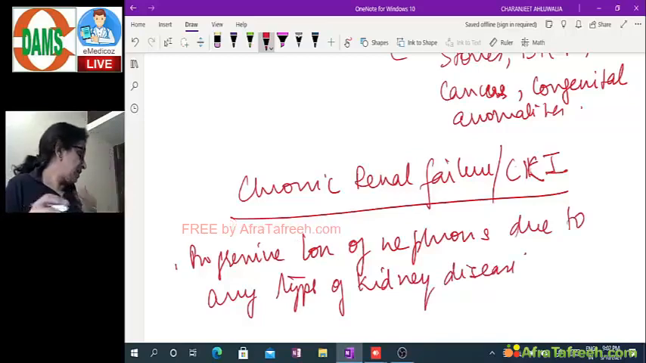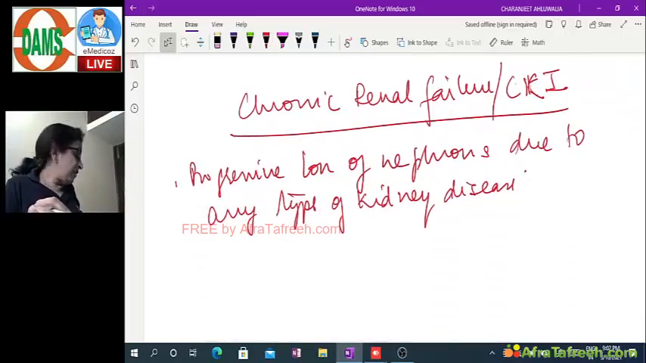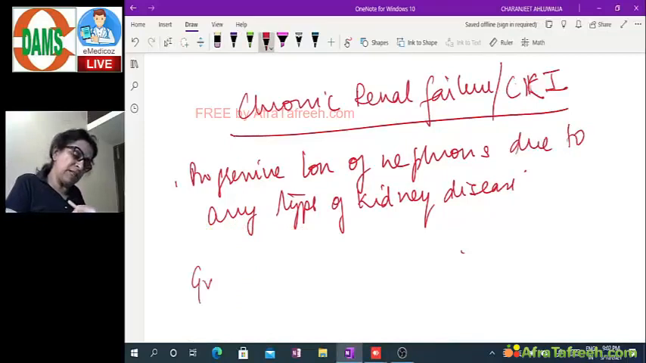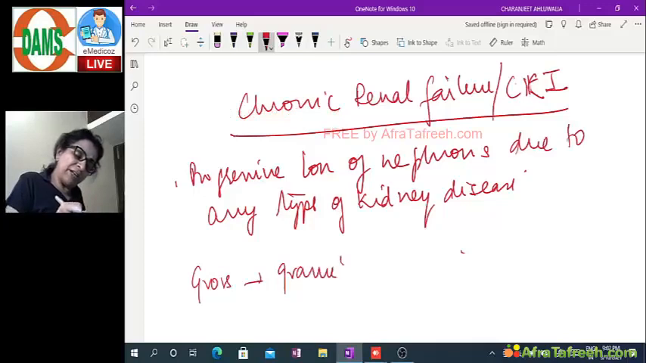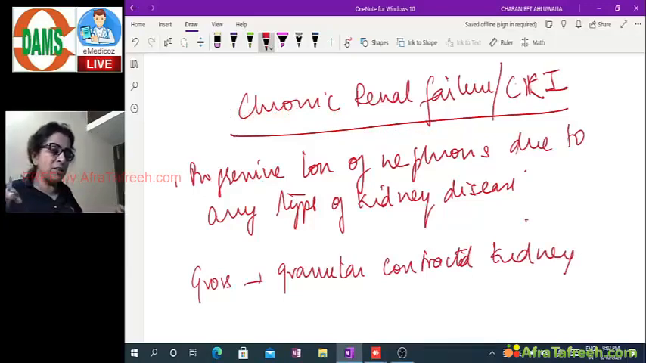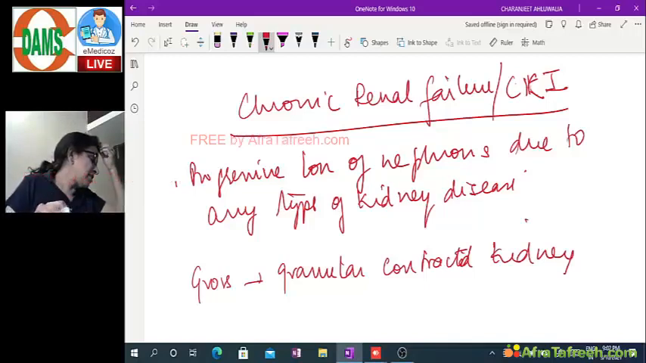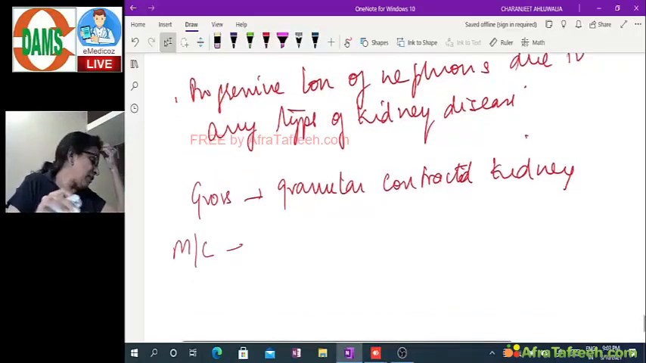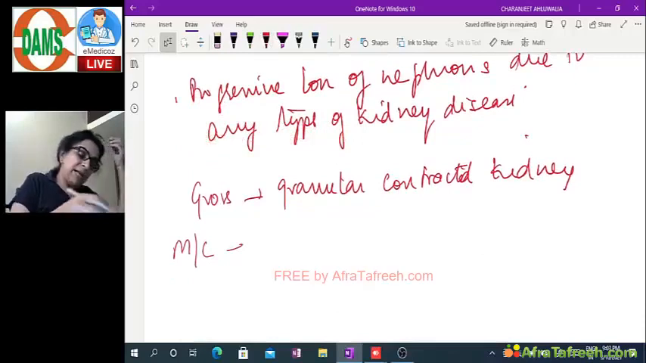So in chronic renal failure or chronic kidney disease, if you look at the kidneys grossly, we have granular contracted kidneys. Slowly the nephrons are getting lost, the kidney size is reducing, and the kidneys have a granular surface. So under the microscope, what will you see in chronic kidney disease? This is an end stage kidney disease.